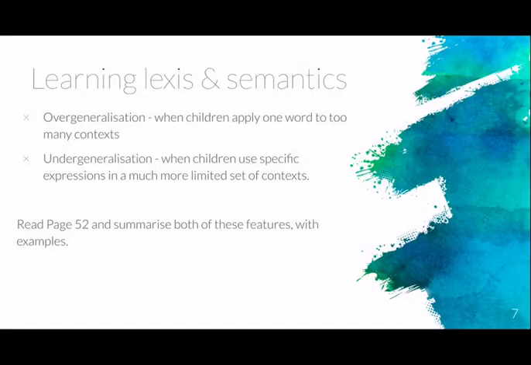Okay, learning lexis and semantics. So we've already talked about overgeneralization when children apply one word to too many contexts. We're also going to talk about undergeneralization. So this is when children use specific expressions in a much more limited set of contexts. To go over both of these, can you please go to page 52 of the yellow book, Love the Lingo, and read the descriptions of over and undergeneralization and summarize them with examples in your notes and then add it into your scrapbooks as well, please.